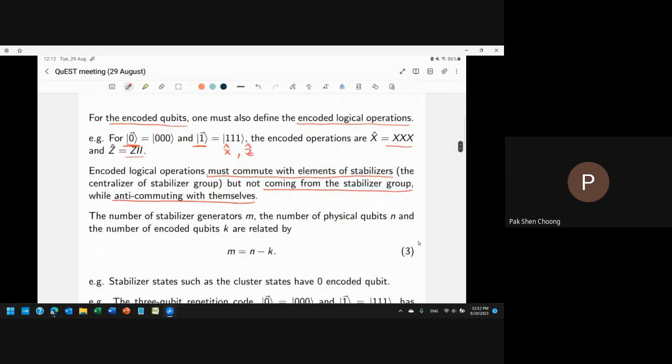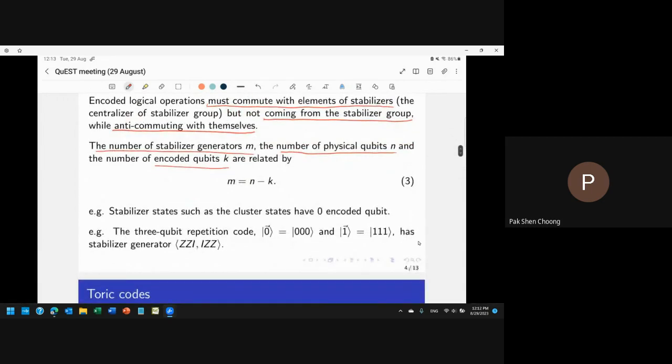Then there is a very nice equation that relates all three things together. If we know the number of generators to be m, and we know how many physical qubits there are, then we can find out how many encoded qubits we have. Now we go back to the previous examples that we studied. Stabilizer states, such as the cluster states, fix the stabilizers, let's say G, they fix this particular state. That's why you have 0 encoded qubits.